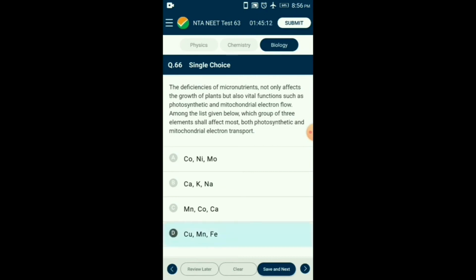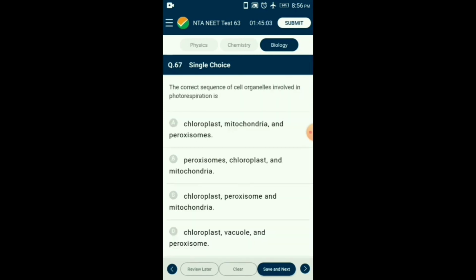Copper, manganese and ferrous. Question number 67. The correct sequence of cell organelle involved in photorespiration is: photorespiration is a light dependent process. Oxidation of ribulose bisphosphate and release of carbon dioxide by the photosynthetic organs of plant.